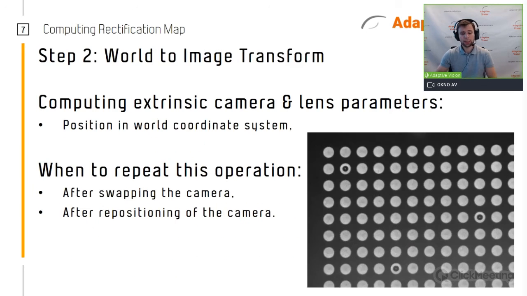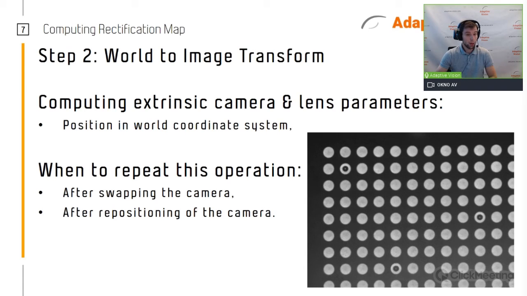Okay, in the second step, we will be computing the world to image transform. So here we are combining the camera coordinate system with the world coordinate system. In this situation, we have to specify either the distance between our points on our calibration plate, or, for example, for robot guidance applications, we have to specify at least 3, but it's good to specify 4 points for combining the robot coordinate system with the image coordinate system.